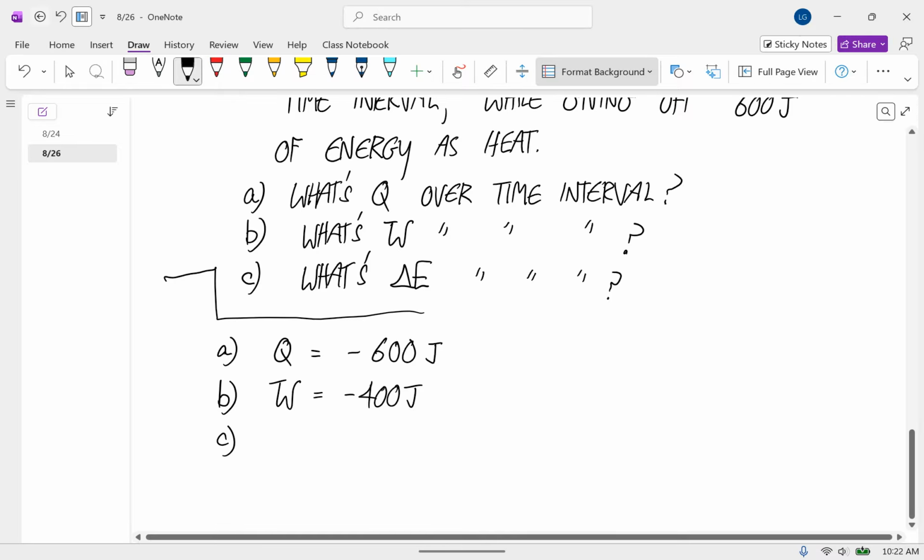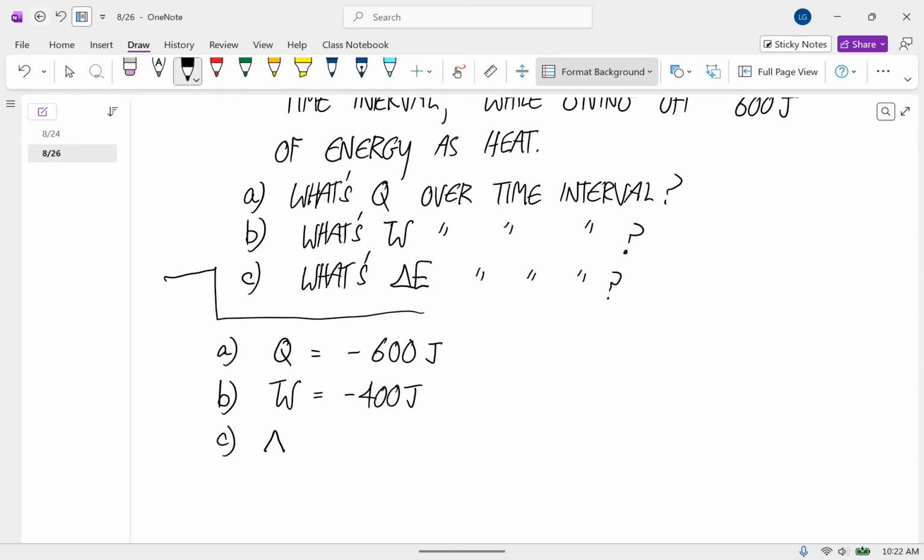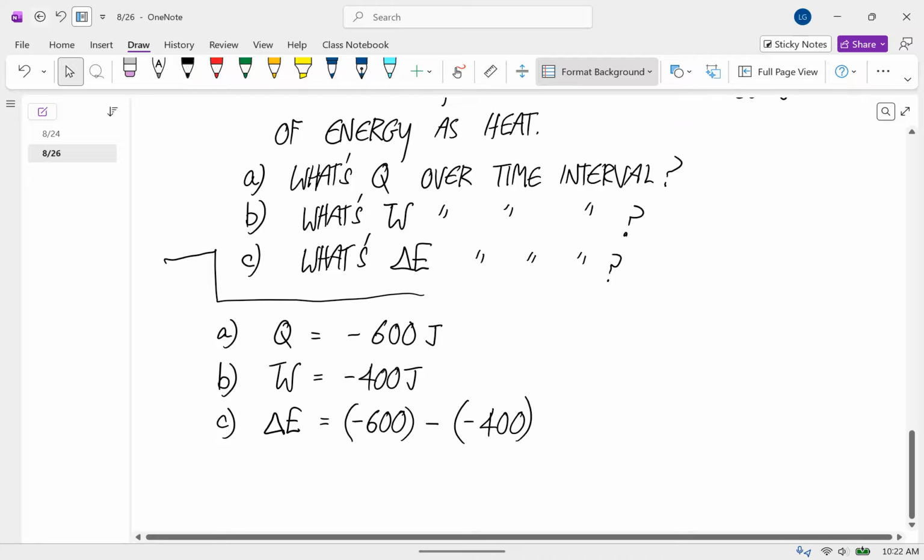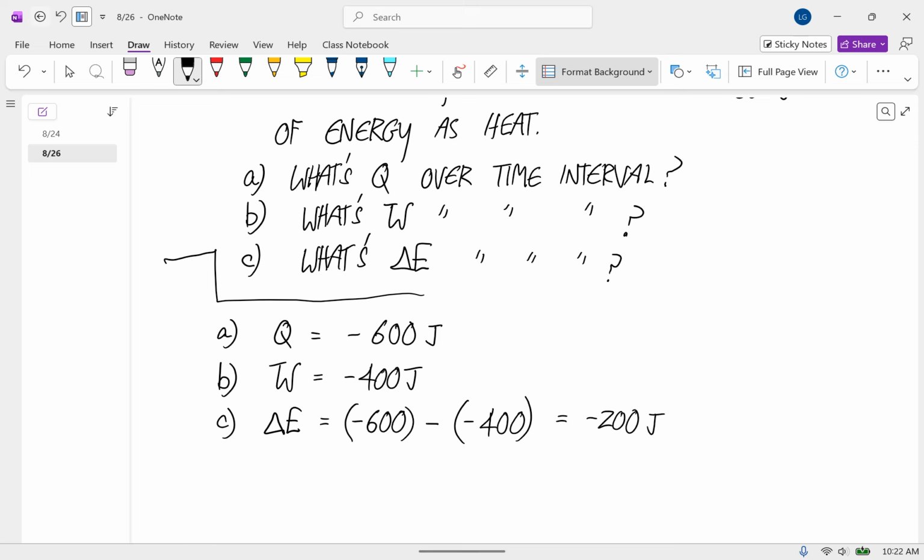And now we can put this into the first law of thermodynamics. So the change in energy is equal to negative 600 joules minus negative 400 joules, which gives us negative 200 joules as the change in energy. So the energy in the system has decreased 200 joules.